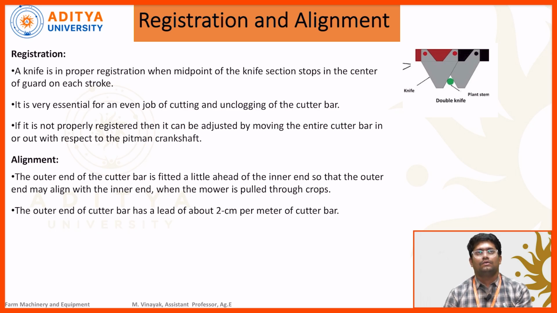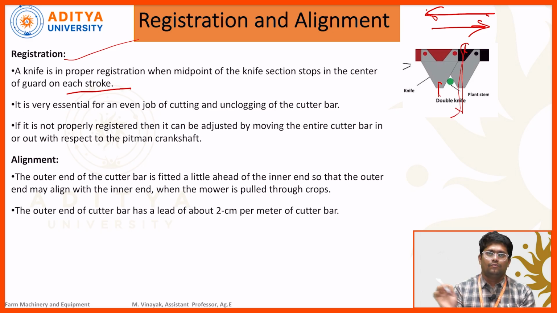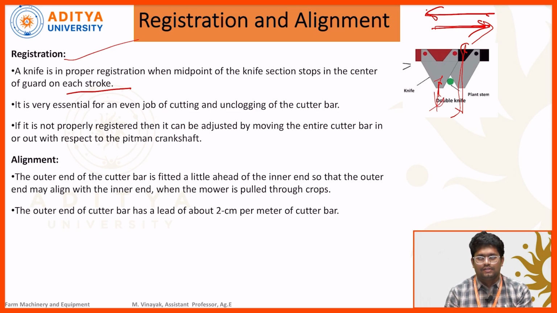Next we move on to registration and alignment. The knife is in proper registration when the midpoint of the knife section stops at the center of the guard in each stroke. So while moving the knife in forward and reverse directions, the center of the knife should match the center of the guard. During the movement, the knife should travel up to the next tooth center of the guard so that we can get proper harvesting without clogging. If proper registration is not achieved, it may cause clogging. So it is very essential for even cutting and unclogging of the cutter bar.